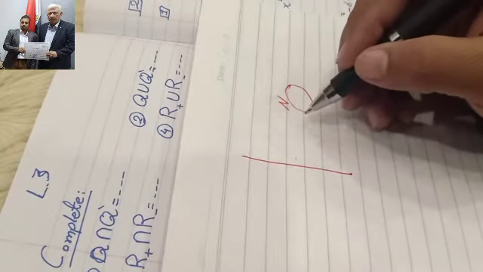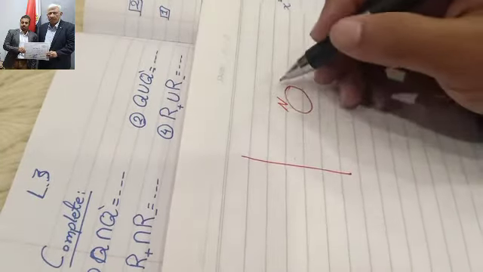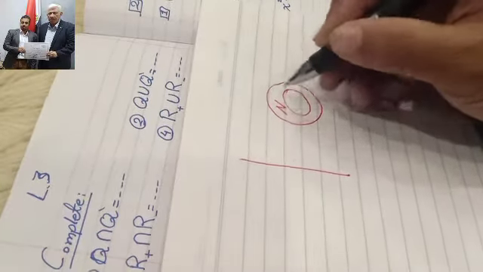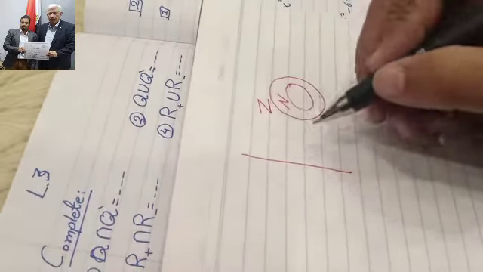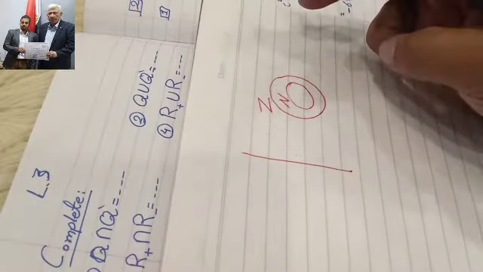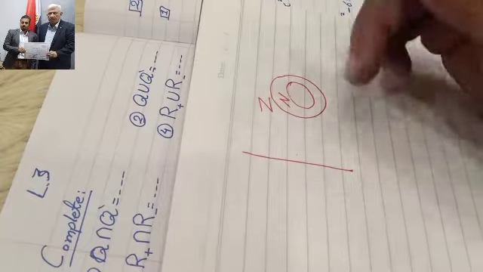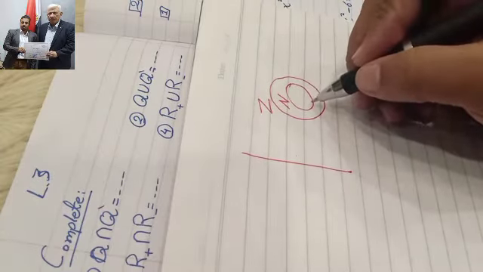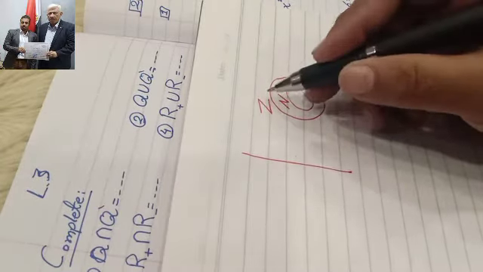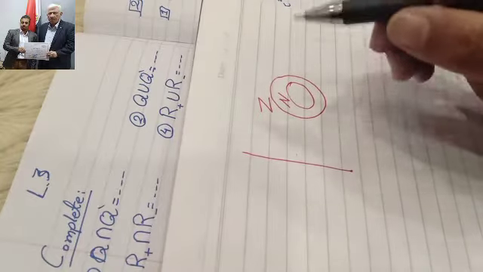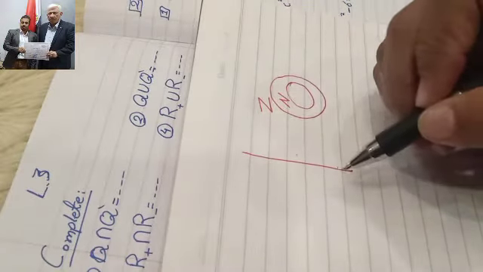Then the set N from 0 to infinity, and we find Z. Z contains positive numbers, negative numbers, and 0. Any natural number is an integer.